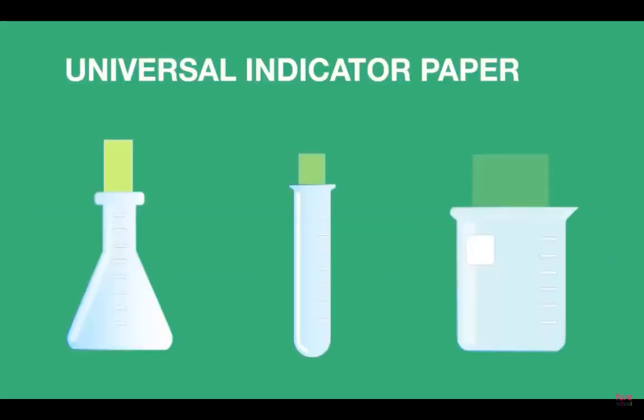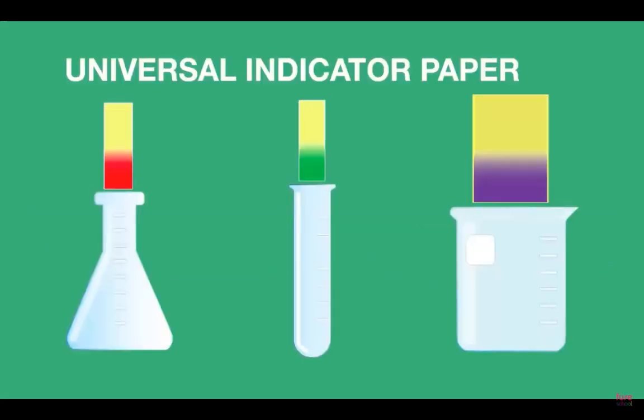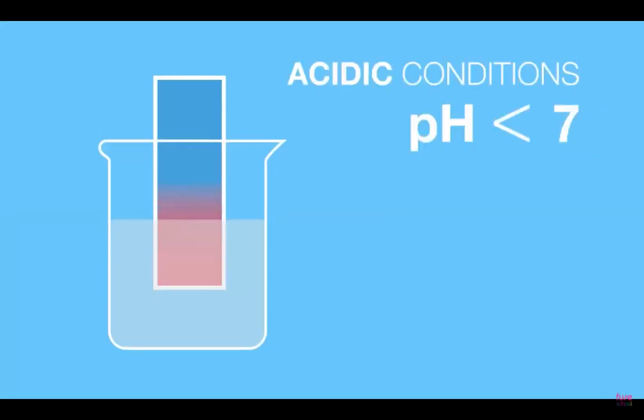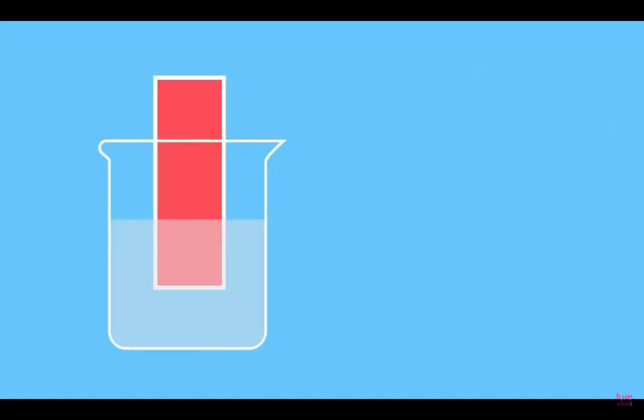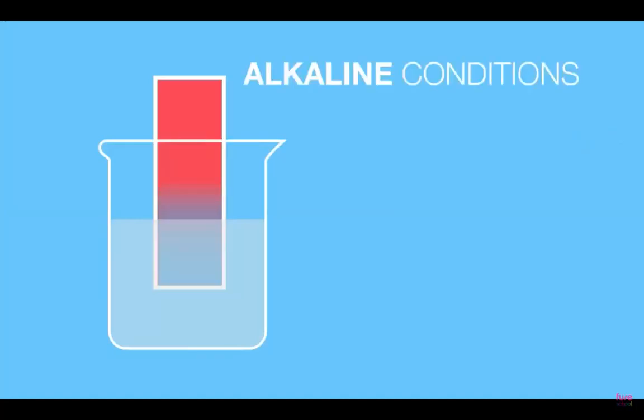Universal indicator paper works in exactly the same manner. Litmus is another indicator commonly found absorbed onto paper as litmus paper. Blue litmus paper turns red under acidic conditions, pH less than 7. Red litmus paper turns blue under alkaline conditions, pH greater than 7.